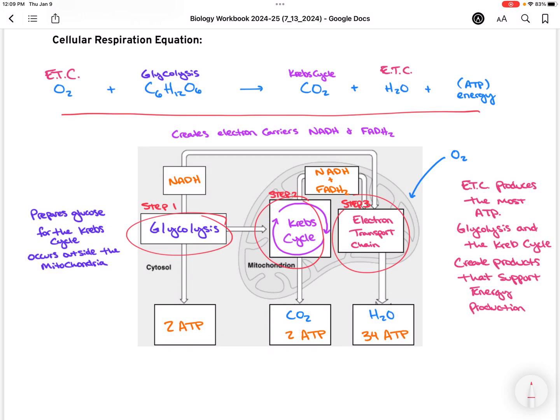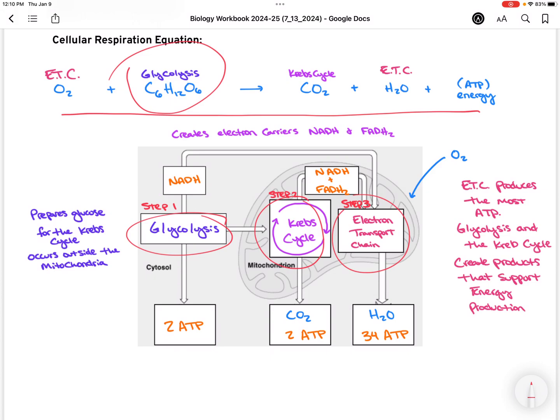So right here, we have glycolysis. That's step 1. So glycolysis, what it does is it happens outside the mitochondria. This happens in the cytoplasm of the cell. Okay? And what glycolysis does is it breaks the sugar molecule down so that it's in a usable form. And that usable form is called pyruvate.